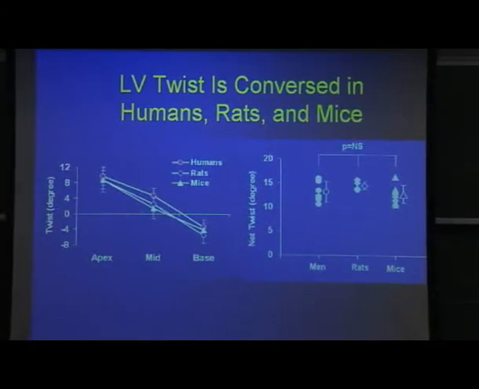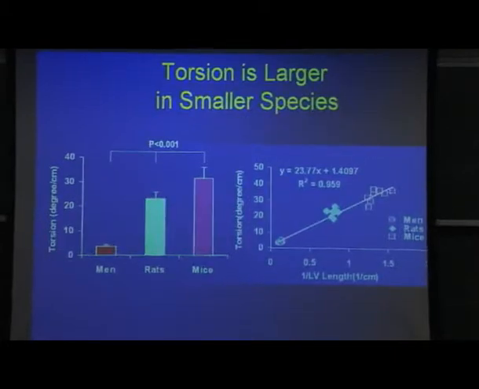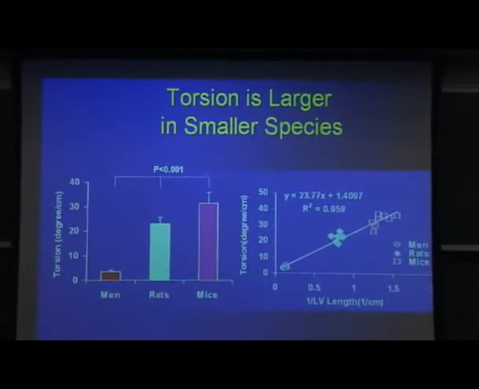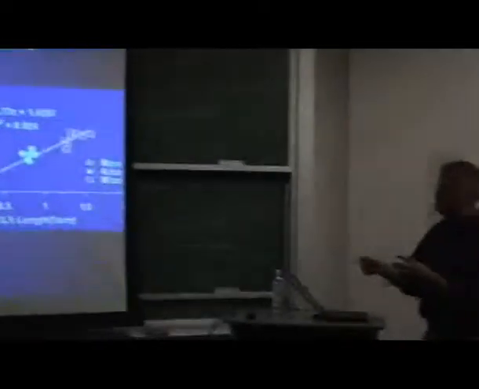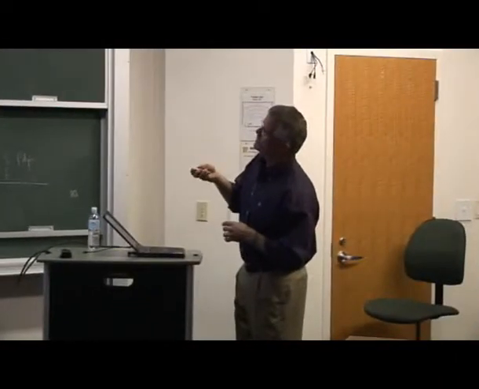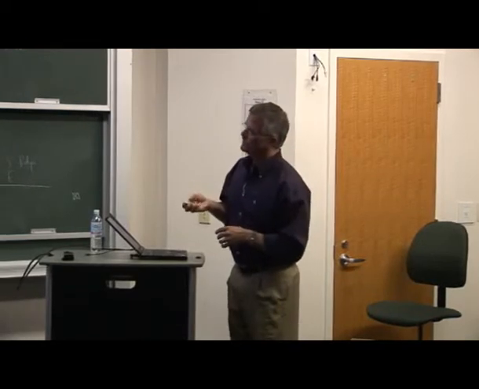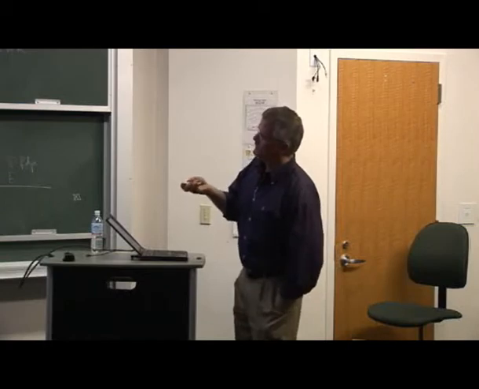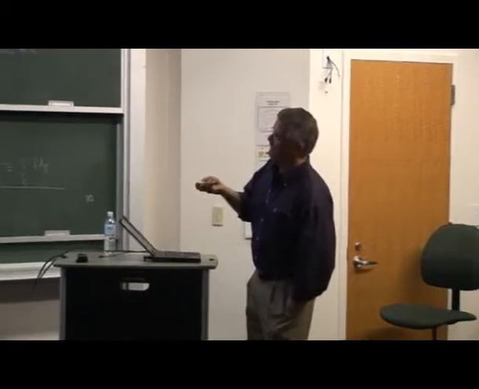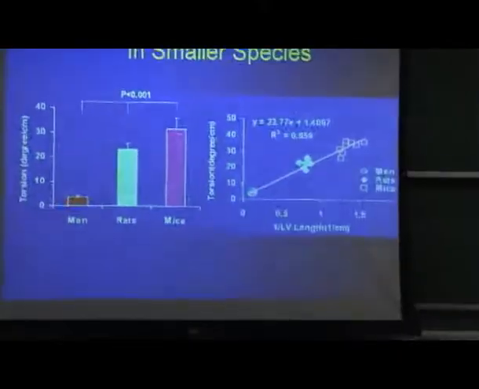So twist is very important, and it also turns out that if you take twist and you calibrate it according to the length of the heart, you get what's called torsion in this literature. It's argued in the engineering literature whether that's really torsion or not, but that's what it's defined as in this literature. But it turns out torsion is larger in smaller species. So the twist is the same, and if the heart is shorter, then the torsion has to be likewise larger. And so men have less of that than rats or mice.